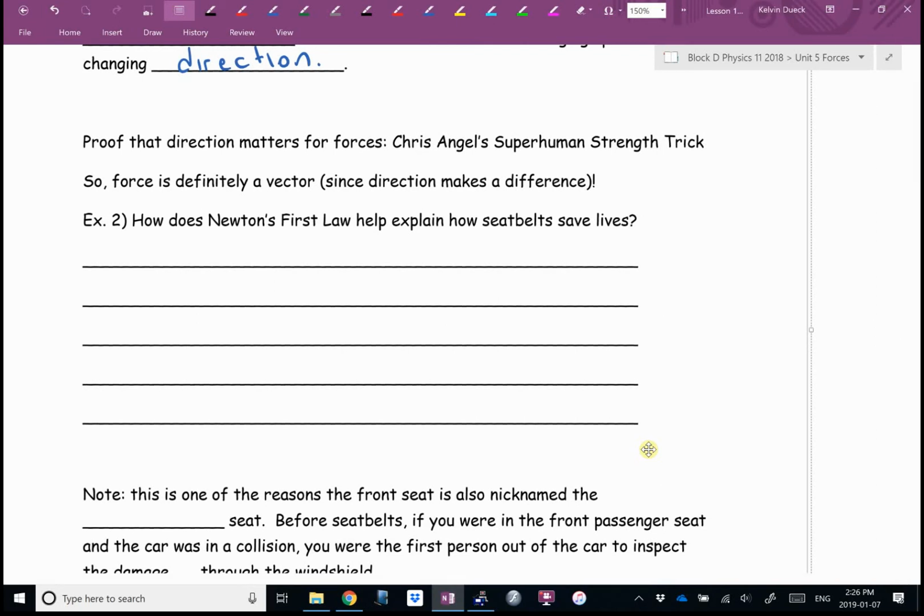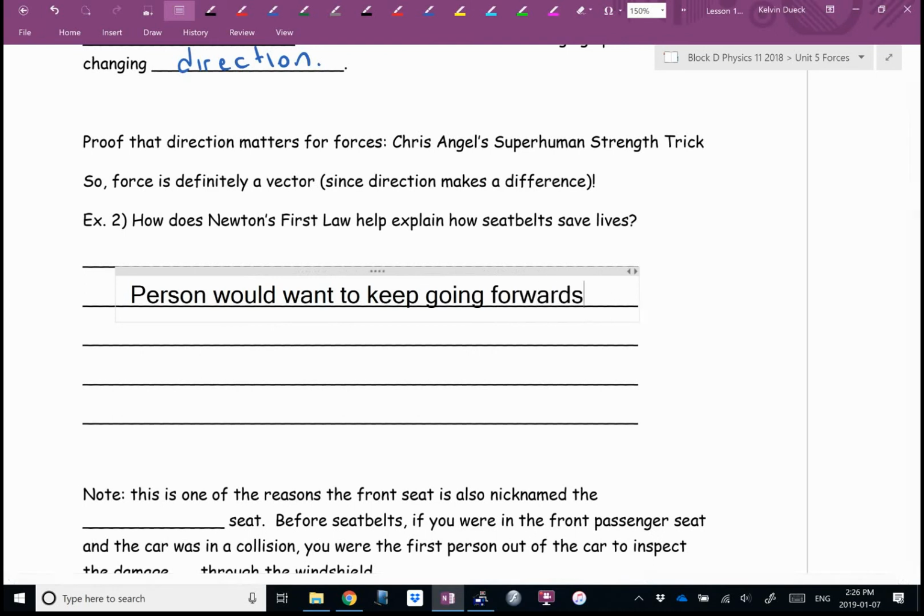Because your body would want to keep going in a straight line at a steady speed. Yeah, absolutely. A person would want to keep going forwards. You have to have an unbalanced force to bring you to a stop.